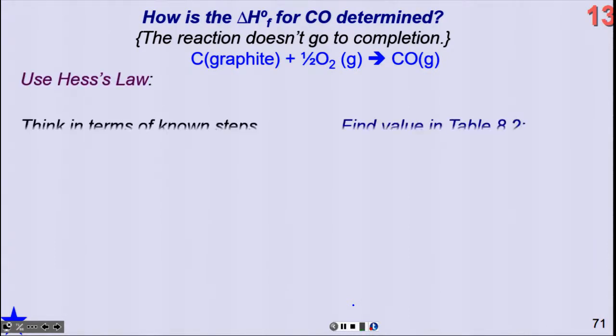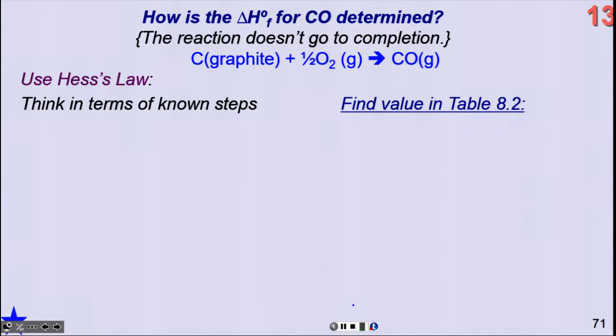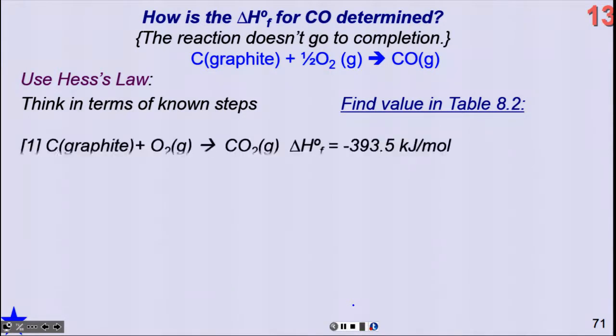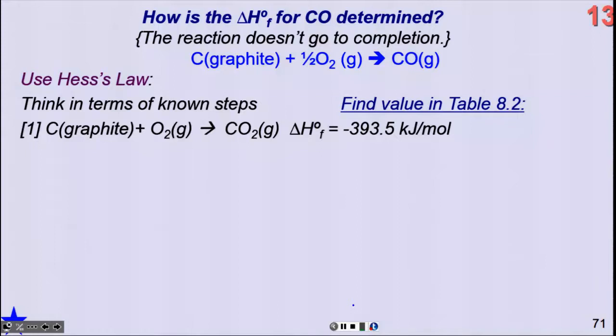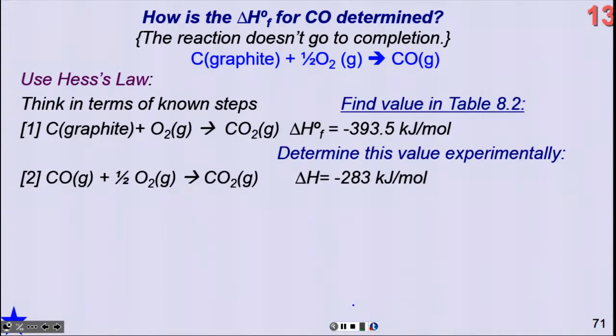We're going to use Hess's law and think in terms of the known steps, and we're going to find some values in a table from the textbook or some other chemical resource. So first reaction, we can find the heat of formation of CO2, making carbon as graphite with oxygen gas to make CO2 gas. We look it up. We've seen that number actually. The heat of formation for CO2 is given here. And that's been experimentally determined.